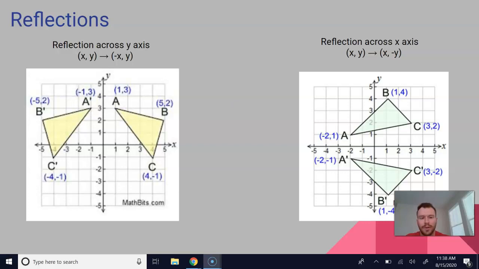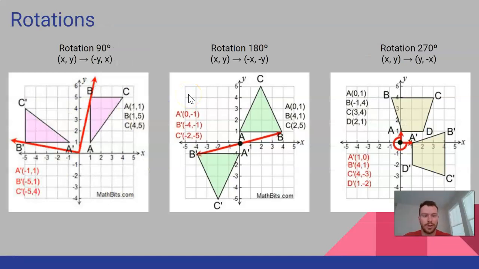Reflections occur when a figure is flipped. So you see in the first example, the original figure is flipped across the y-axis, and the x values of that original figure become opposite. You see in the second example, the figure is reflected across the x-axis, so then the y values become opposite. You can look at the rules for rotations on your own, but they're not actually going to apply to today's lesson when we discuss transforming functions, so you can breathe a sigh of relief.